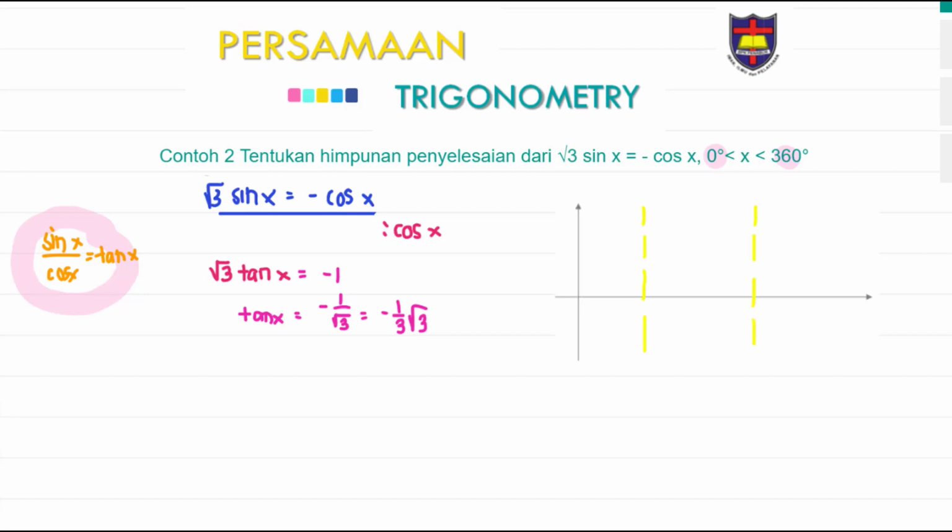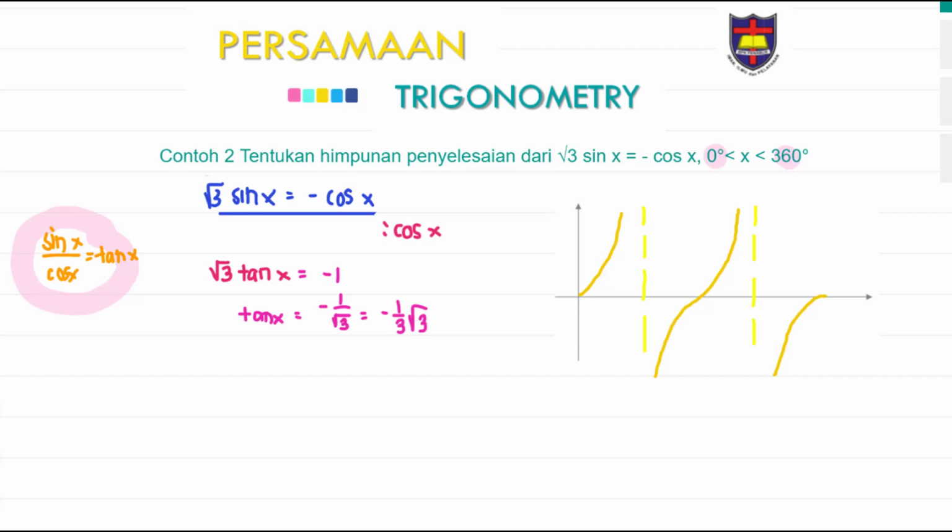For this graph of tangent x, please remember, it has two asymptote lines from 0 up to 360 degrees. The first one is at 90 and the second one is at 270 degrees. And the graph goes like this, started from 0 to infinity, and then from minus infinity to 0, increasing to infinity, and again from minus infinity to 0 in the fourth quadrant.